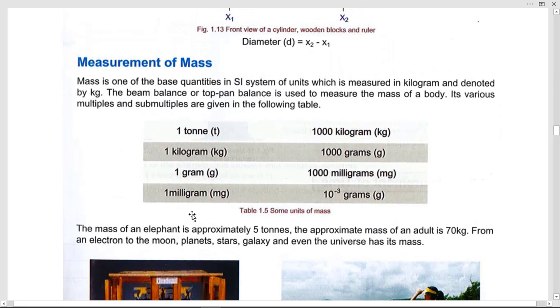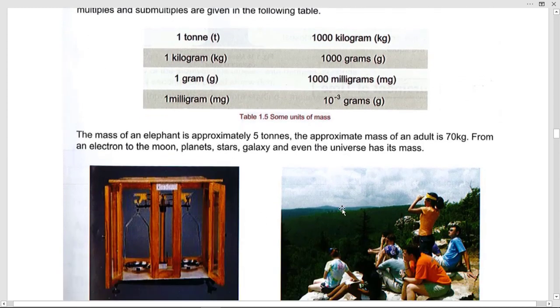In the measurement of mass, different units are used, for example ton, kilogram, gram, milligram. The SI unit for mass is kilogram. There are 1000 grams in 1 kilogram. The devices used to find the mass are the top pan balance and the balance.